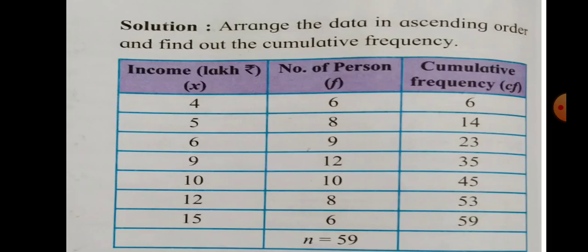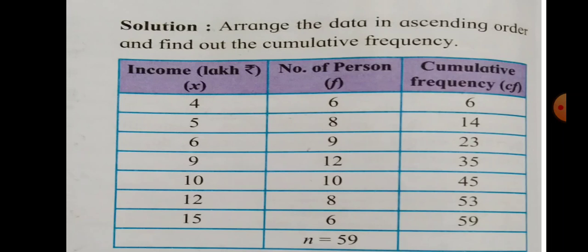Now here you have to write this example in columns. So in the first column you have to take income in lakh rupees, that is variable x. Number of persons means frequency, and you have to arrange the data first in ascending order. So the first numbers are 4, 5, 6, 9, 10, 12, 15. And what are their frequencies? 6, 8, 9, 12, 10, 8, 6. And N means total persons here. N is here 59.